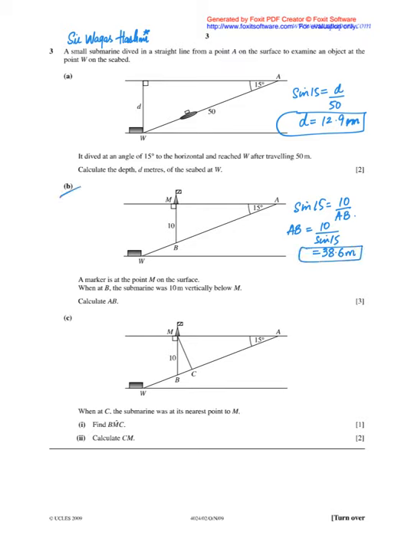After that, it says in part C, when at sea the submarine was at its nearest point. Now there is a keyword of nearest point. It refers to a property here. To M, find DMC. So what you need to find is this angle here, right?